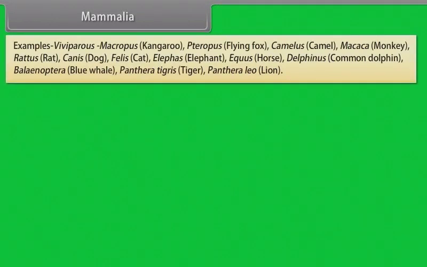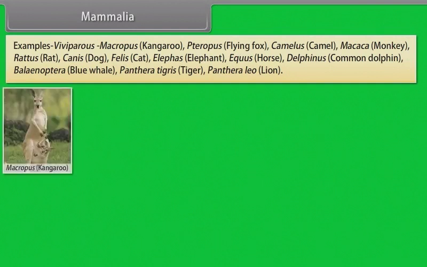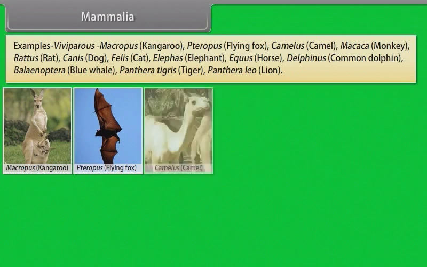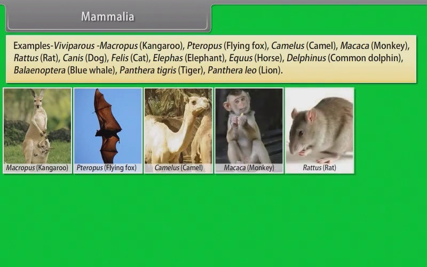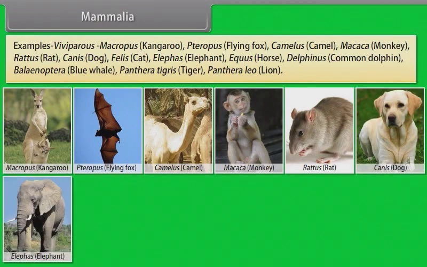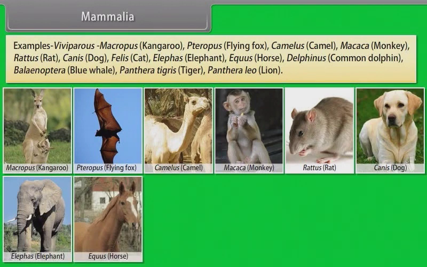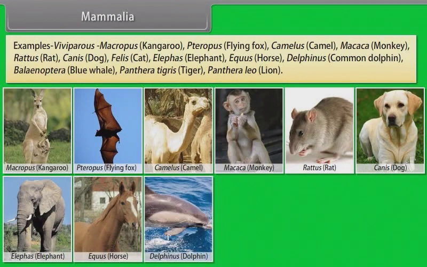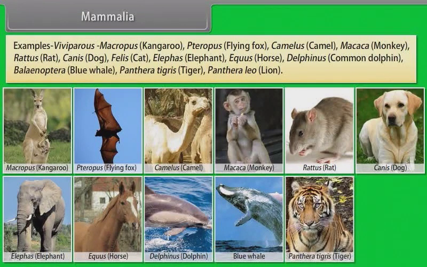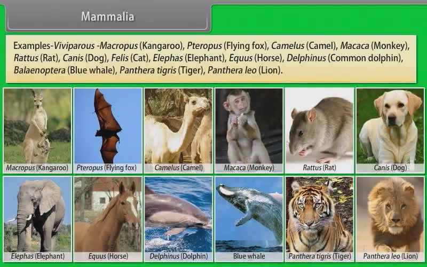Examples: Macropus, kangaroo; Pteropus, flying fox; Camelus, camel; Macaca, monkey; Rattus, rat; Canis, dog; Felis, cat; Elephas, elephant; Equus, horse; Delphinus, common dolphin; Balaenoptera, blue whale; Panthera tigris, tiger; Panthera leo, lion.